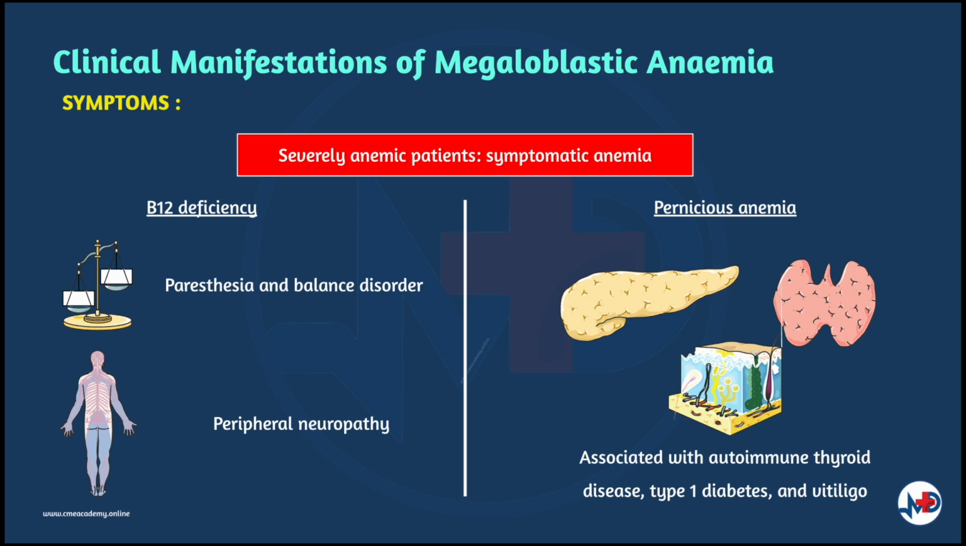In vitamin B12 deficiency, patients may present with neurological manifestations, where the main symptoms are paresthesia and balance disorders. They may also present with lancinating pains caused by peripheral neuropathy, mainly affecting the lower extremities. Furthermore, there may be psychological disturbances that could include a form of dementia. Pernicious anemia frequently has associations with other autoimmune conditions such as vitiligo, autoimmune thyroid disease, and type 1 diabetes mellitus.